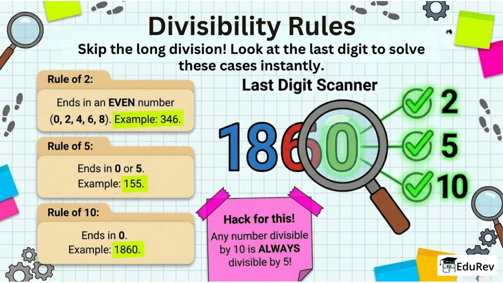Want to skip the long division? Let's use divisibility rules. For these numbers, you just look at the last digit. Rule of 2. The number ends in an even number like 0, 2, 4, 6 or 8. An example is 346. Rule of 5. The number ends in 0 or 5. An example is 155. Rule of 10. The number ends in 0. An example is 1860. And here is a handy hack. Any number divisible by 10 is always divisible by 5.